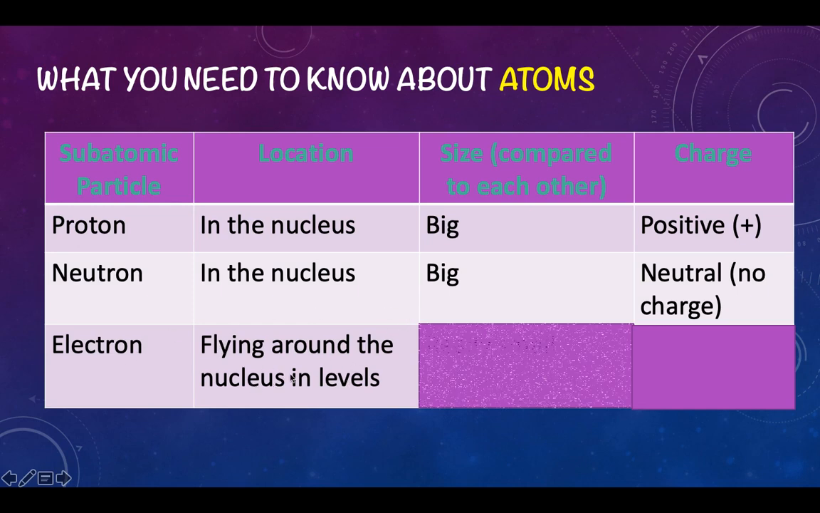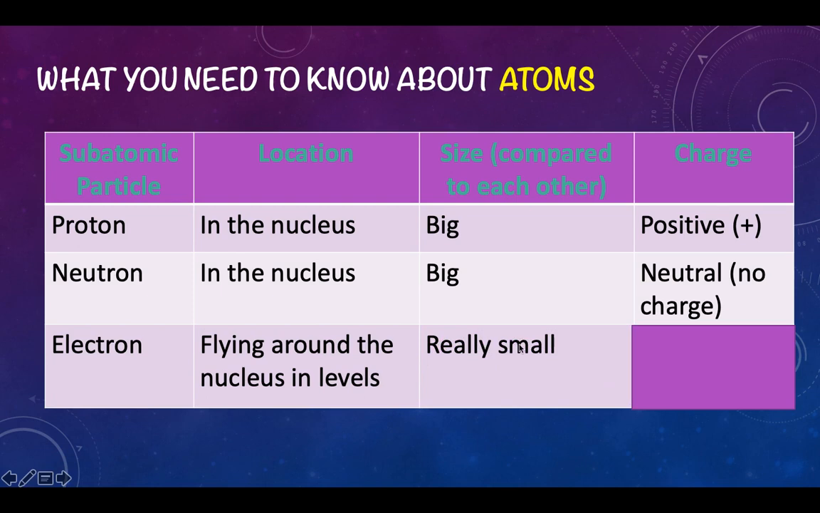Now, here's the kicker. The electrons are really small compared to the others. So if a proton and a neutron are considered big, an electron is considered really small. One comparison that people make sometimes is that if you took your nucleus and compared it to the size of a marble and you put that marble on the 50-yard line of a football field, the whole rest of the atom would be where the electrons are flying around. But because they're so small, a lot of the atom is just kind of empty space.